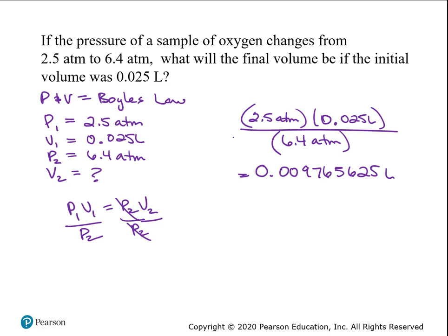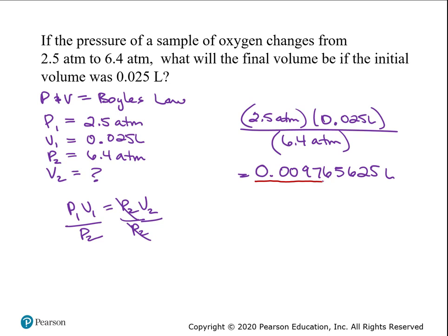And I got 0.009765625 liters. But I can't keep all of that. So the very last thing is, how many significant figures should my answer have? 2.5 has 2 significant figures, 6.4 has 2, and 0.025 has 2. So all of those have 2 significant figures. Remember, those zeros out front don't count. I keep them, but they're not significant figures.